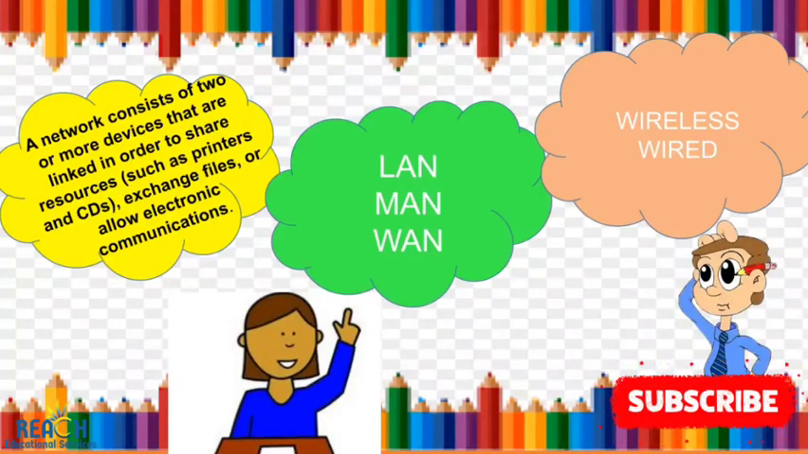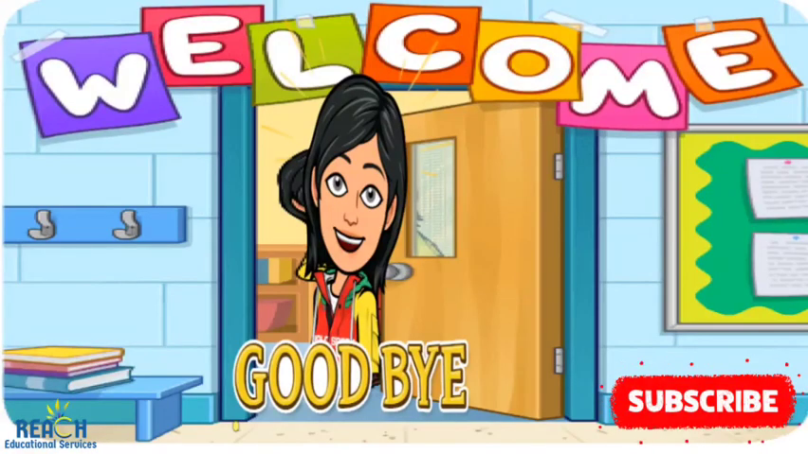But what are the three types of network? Perfect. Local area network, wide area network, and metropolitan area network. I knew I had some bright scholars in my class. Trust me, that is one of the reasons I am always excited to be here.